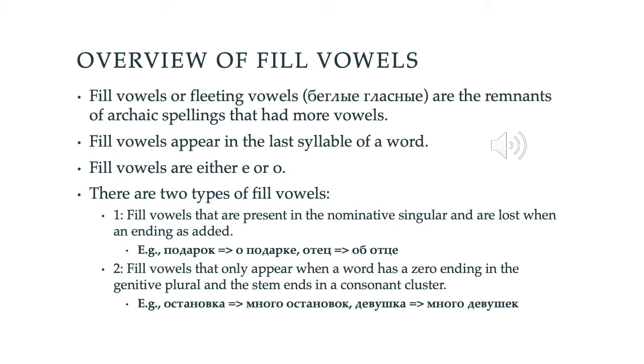The second type of fill vowel, the one that you're about to encounter, appears only when the word loses its ending in the genitive plural. Then you have a stem ending in a consonant cluster and a fill vowel pops up. Some examples are остановка, a bus stop, which in the genitive plural becomes остановок. Девушка, a young lady, becomes девушек in the genitive plural. My choice of words was not accidental. As you will see later in the lecture, this ок-ка or ек-ка alternation is the most common type of fill vowel alternation that we have.